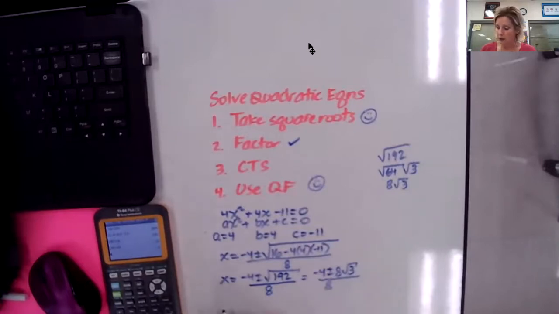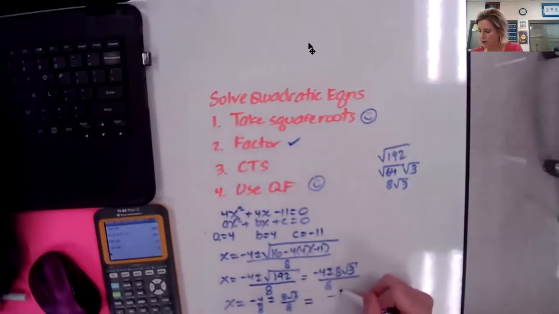So now what you can do is say, all right, so that's negative 4/8 plus or minus 8 square root 3 over 8. So I'm separating it into parts. Negative 4/8 is negative 1/2.